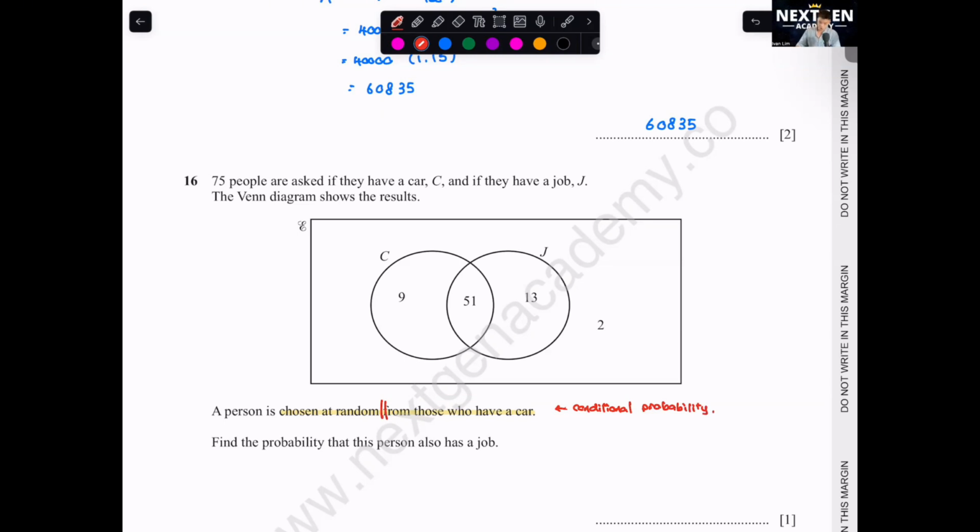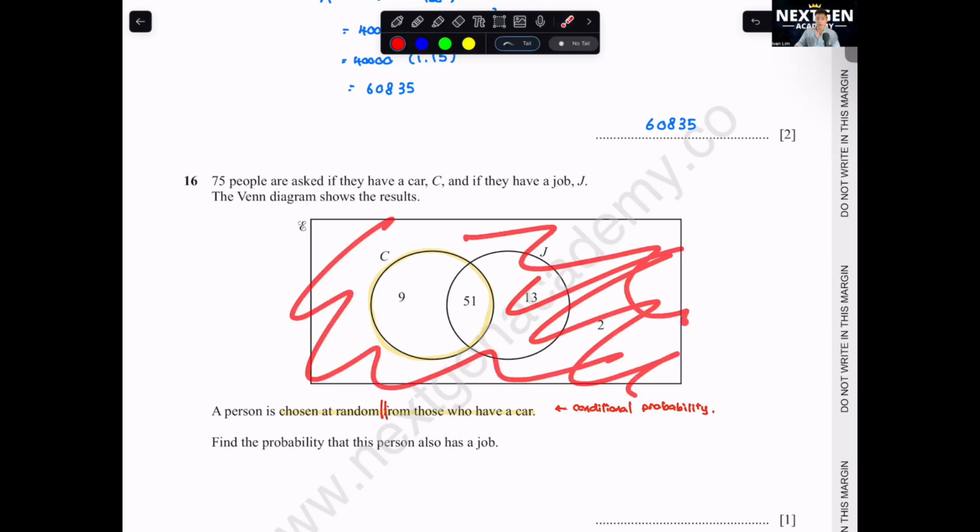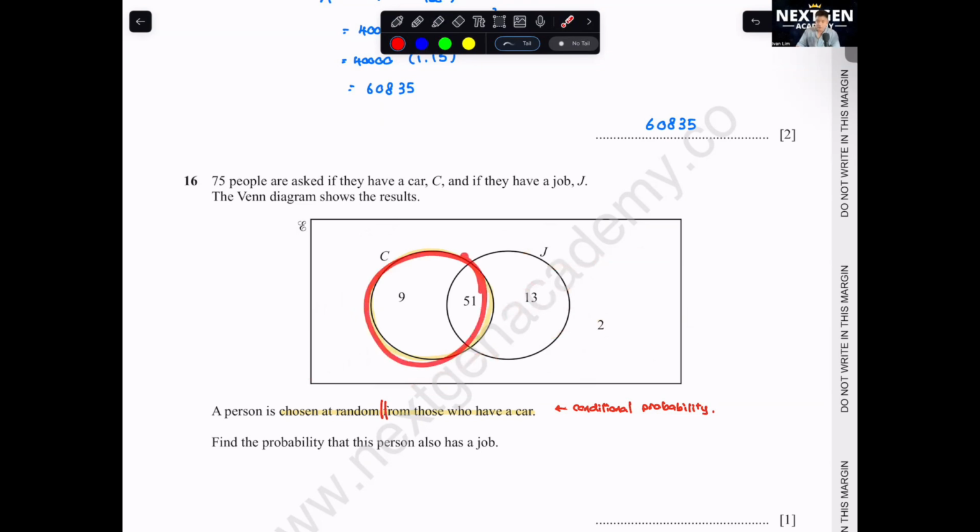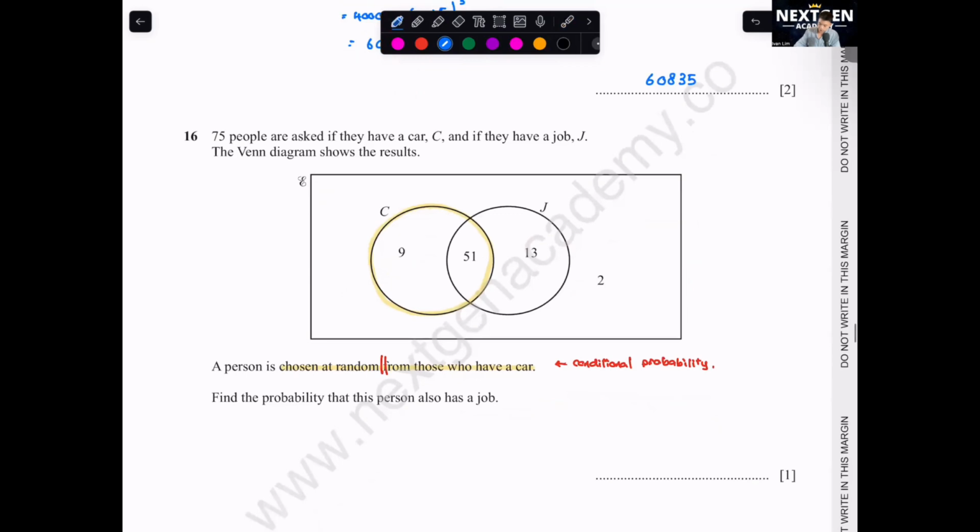What does conditional probability mean? It means you are only going to find from this group itself, those people who have a car. The others, you don't care already. Everything outside, you don't care. Got it? So that means this will be your new universe. Initially, this is your universal set. Now, because of this condition, you only take from this group itself. So the one with car, you have 9 plus 51, which equals 60.